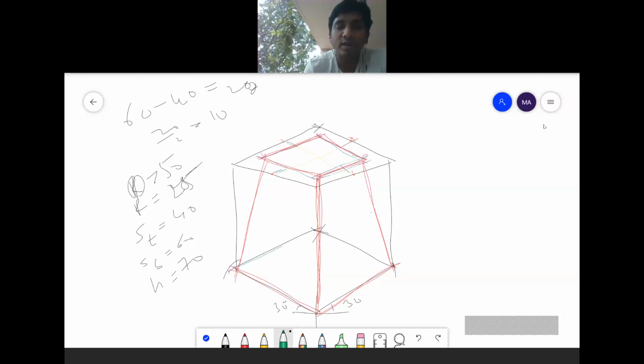I am drawing with a green pen. That should be a dotted line, hidden surfaces. Those are known as hidden surfaces. Those are invisible. Understand? Those are invisible. You can write it as a hidden surface.